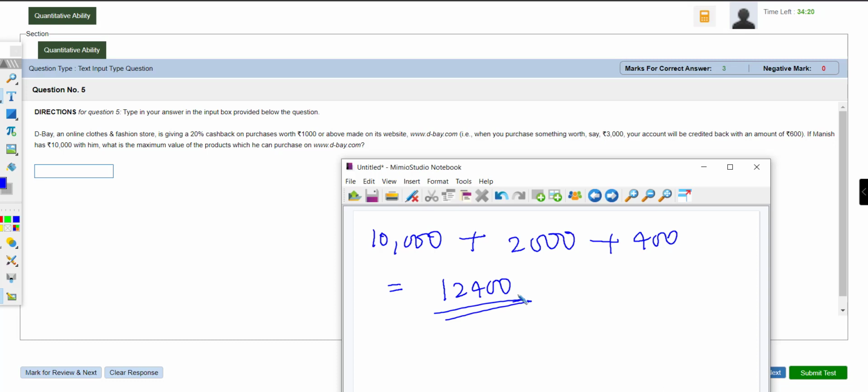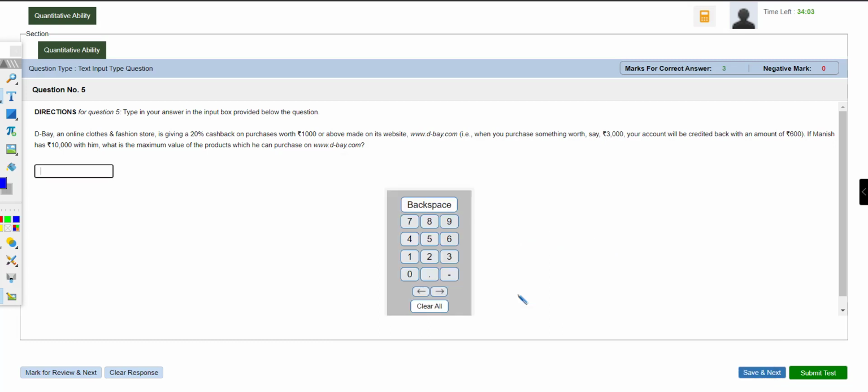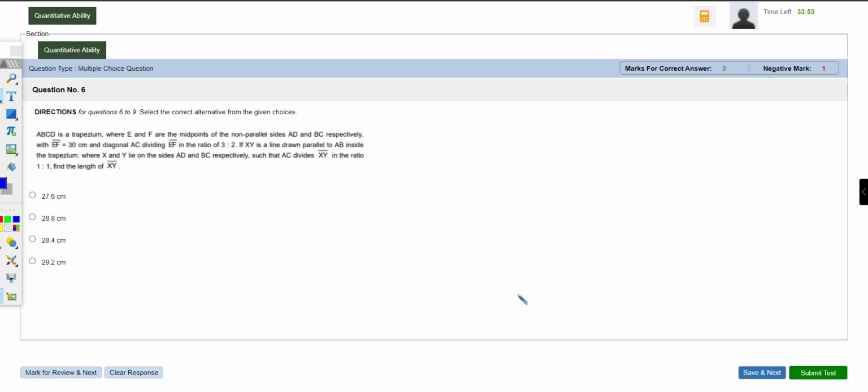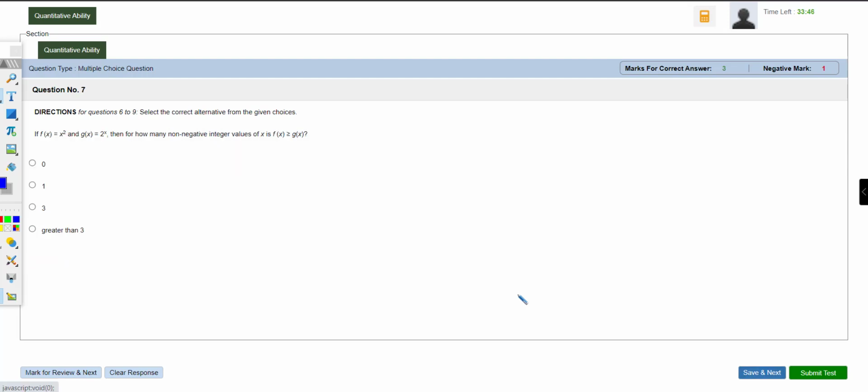There should be some trick. There should be something where we can make some other combination to maximize our purchasing amount. But it will be lengthy to think. So what I will do is, this is a theta question, I will mark 12,400 here and let's move ahead. I think this is incorrect. But let's not spend much time here, it is difficult to find that combination. Question number 6 looks lengthy, so let's ignore it. Let's move ahead. Question number 7.